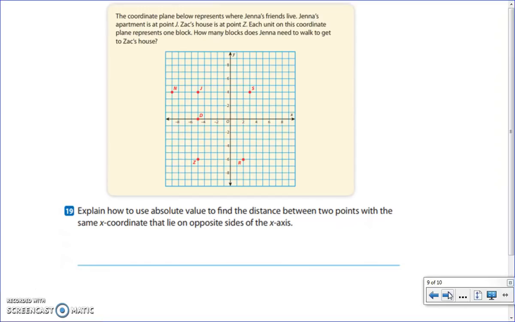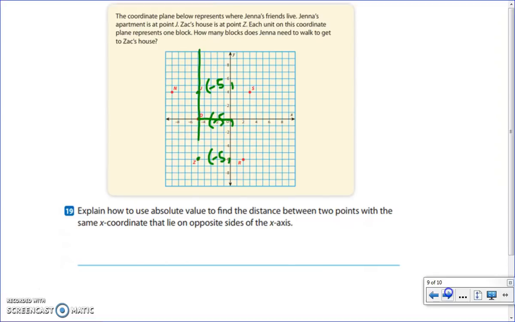So explain how to use absolute value to find the distance between the 2 points with the same x-coordinate that lie on opposite sides of the x-axis. Okay, so with the same x-coordinate would mean vertical. They would have the same vertical. So this would have the same x-coordinate as this one, because on all of them we had to move back -5. So this would be -5 something, -5 something, -5 something. So those all have the same x-coordinate.